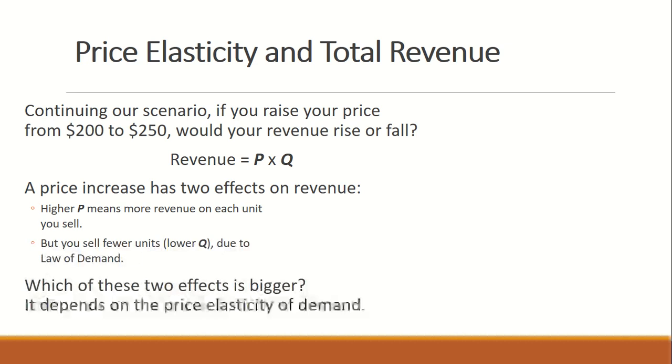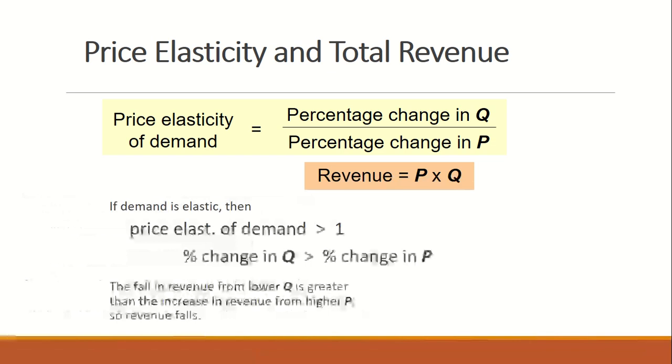Which of these two effects is bigger? It depends on the price elasticity of demand, because that will determine what happens to revenue. It all depends on the price elasticity of demand. So we go back to the website scenario. Price elasticity and total revenue. Price elasticity of demand is equal to percentage change in quantity over percentage change in price, and revenue is equal to price multiplied by quantity.